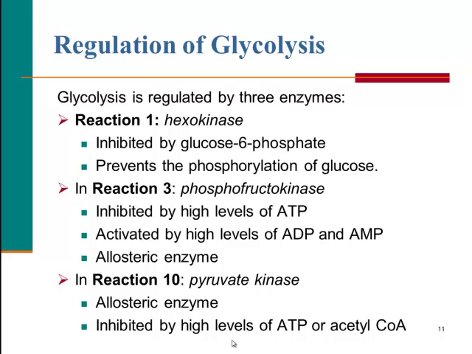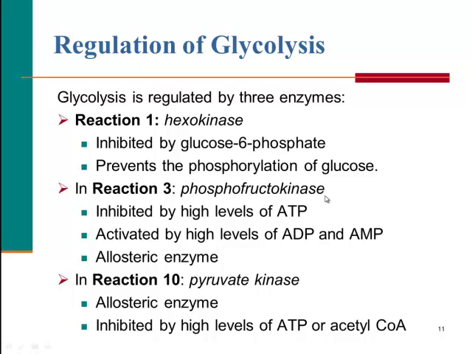So the process of glycolysis is regulated. It's going to be regulated at the enzymes I mentioned. So hexokinase, if we have a lot of the product, glucose 6-phosphate present, that's going to turn off the hexokinase enzyme. So that's going to prevent the phosphorylation of glucose. If we've got a lot of the product, then we don't need to make more of that.